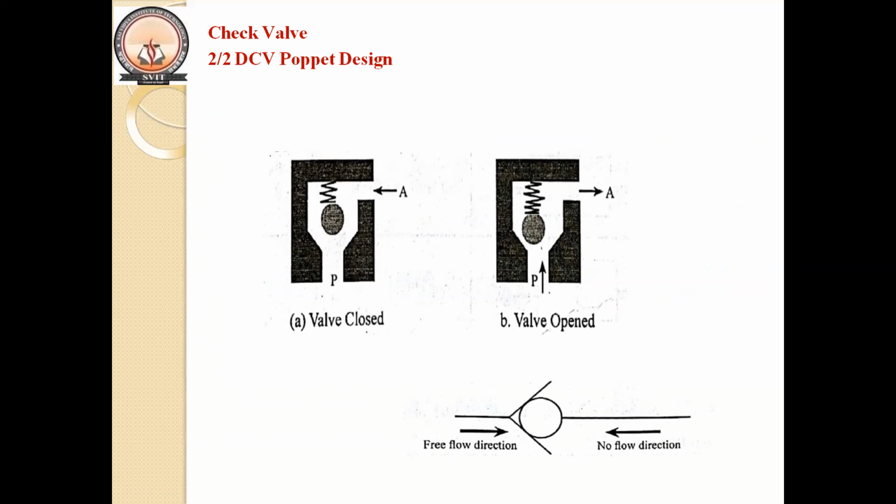You can see the first figure, that is A. When we send the high pressure fluid through port A, that high pressure fluid pushes the ball downwards, which blocks the port P. Therefore, there is no flow. Okay, if you are sending the fluid from port P, that high pressure fluid pushes the ball upward, which unblocks the port P. Therefore, fluid can flow from port P to port A. Hence, this check valve is also called a unidirectional valve. This promotes the flow in only one direction, that is P to A.